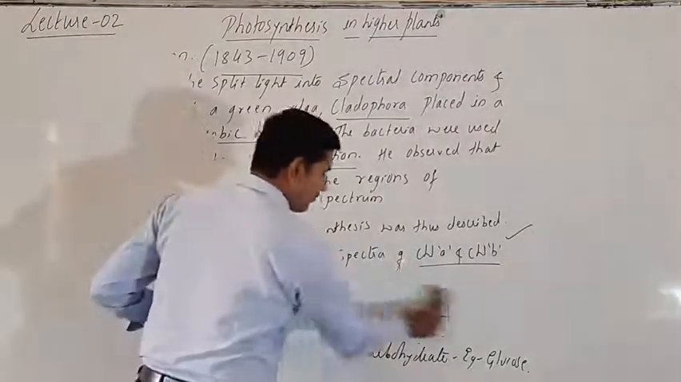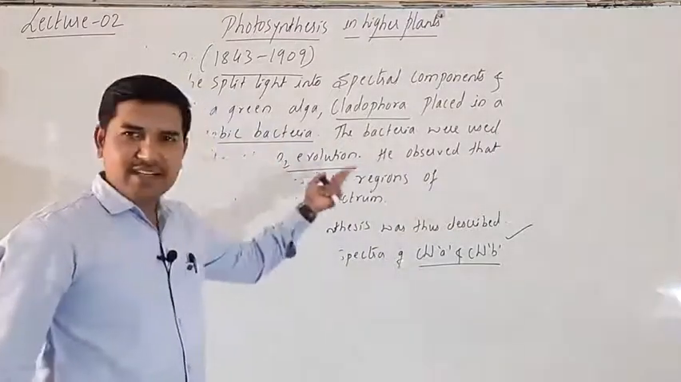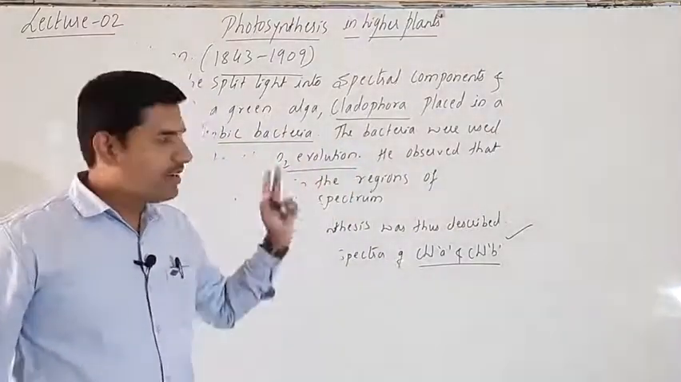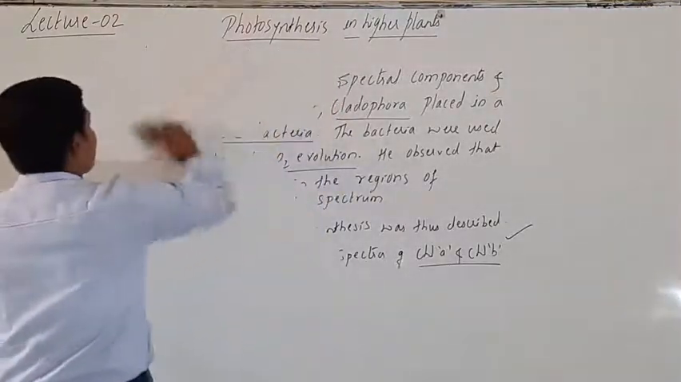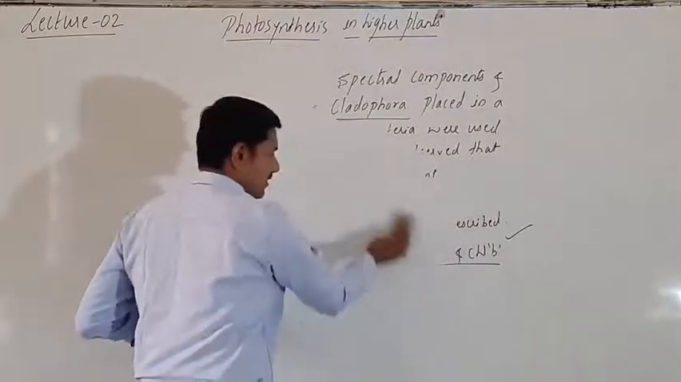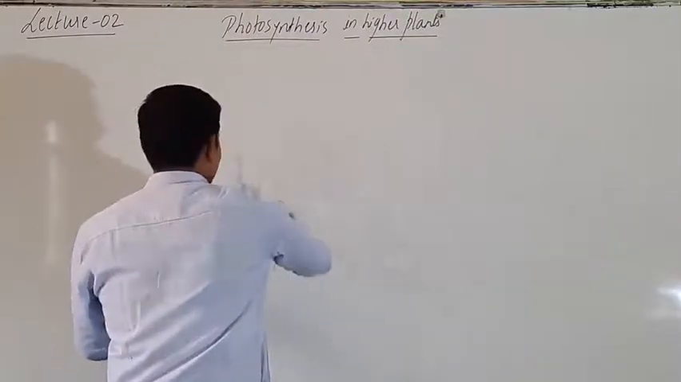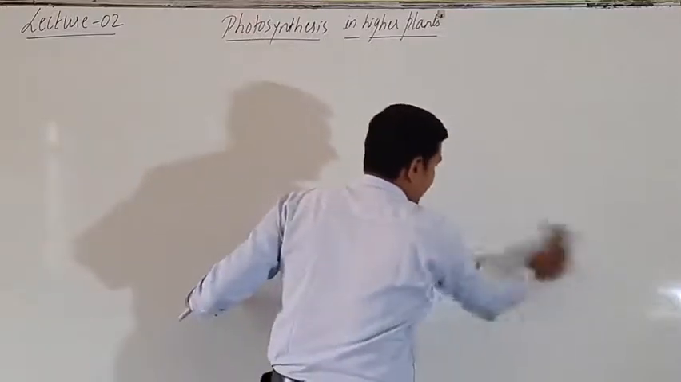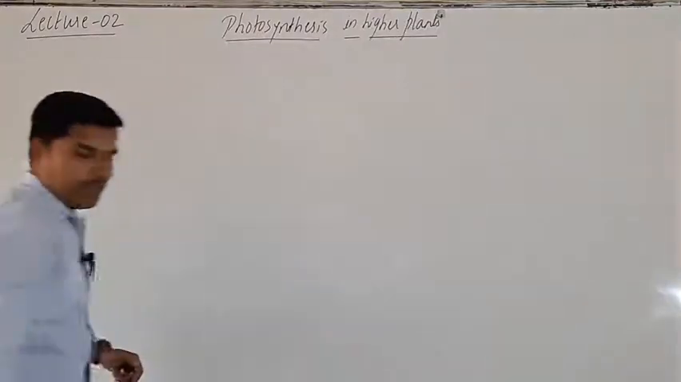Now, to write these characters, just pause the video, rewind it, write the characters. Then the last experiment that we are going to study now is regarding the Cornelius Van Niel experiment, where he has studied an experiment on sulfur bacteria. Okay, so the next experiment is regarding Cornelius Van Niel.